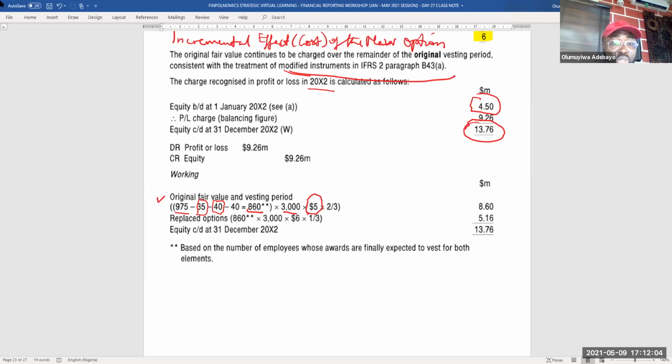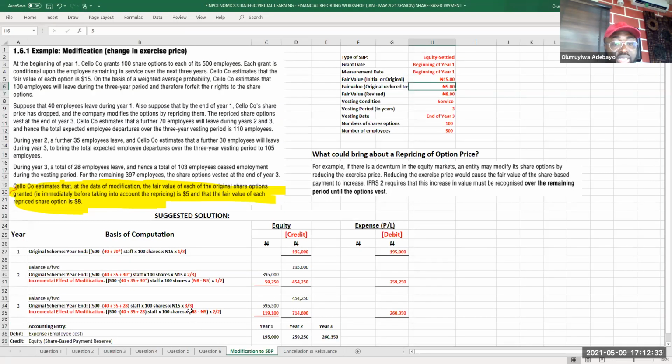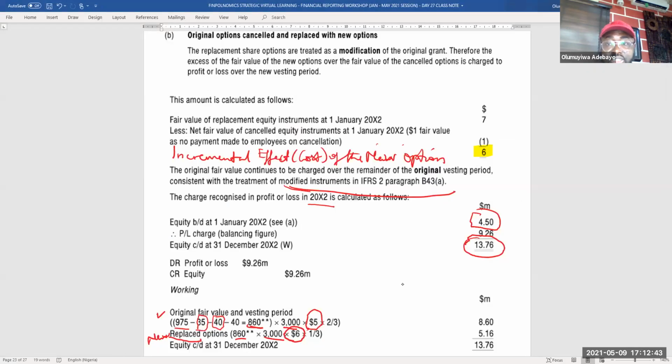But remember, we have the replaced option. This replacement is also known as the new or incremental option we had. This 860 is what flows from our estimate here. We don't need to repeat it. This 3,000 is the same 3,000 per person. But now, remember, the incremental is $6. This is synonymous to the $3 we did in the other modification we did earlier. Remember this modification, difference between 8 and 5, which is the $3. That is the same thing we are doing here, which is the difference between the 7 and the $1. Remember, difference between the repriced option value and the reduced option value, which is the 6. And that's what we have here.